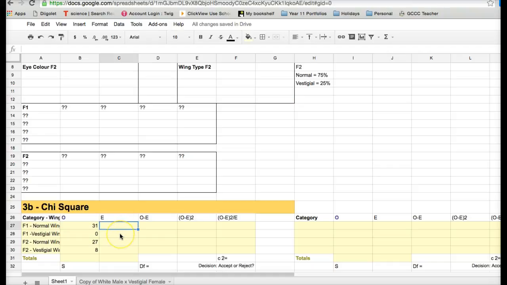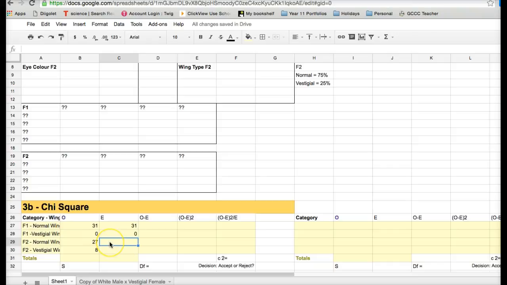Now for F1 generations we expect to have 100%, that's 100 out of 100, that's how you put 100% into a fraction. We expect 100% of all of our flies to show normal wings. And so we have to have actual numbers here. So if we had in total 31 flies, that means I need 100% of 31, which is 31. And the expected for the vestigial would equal 0% of 31, which is 0.